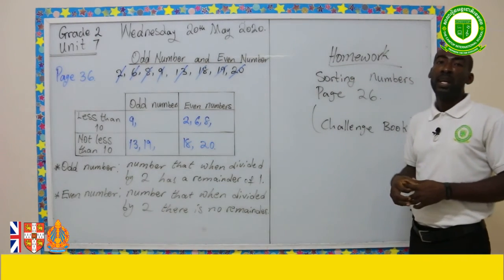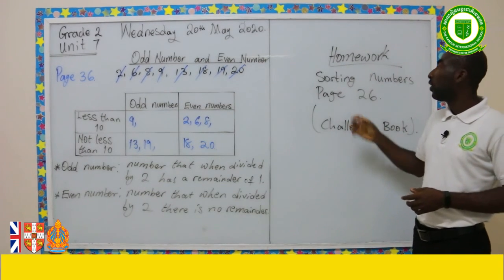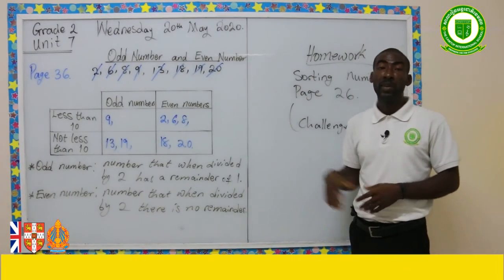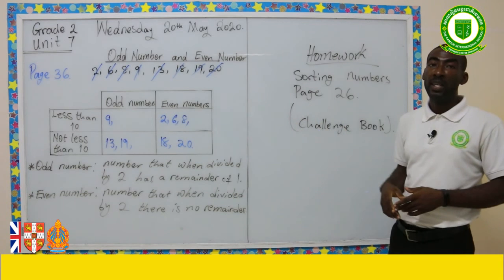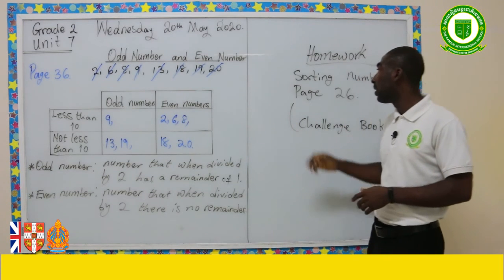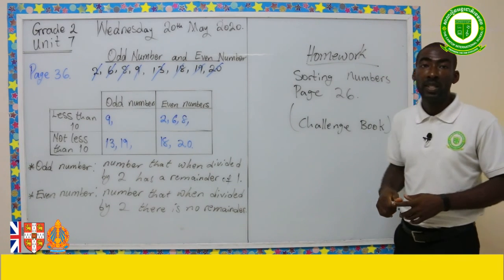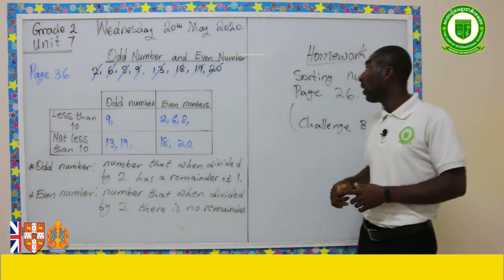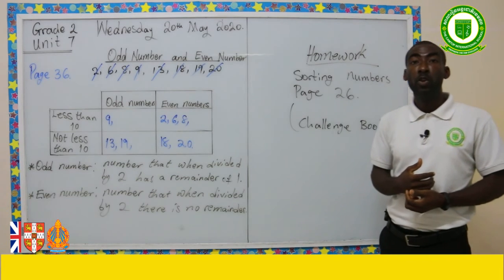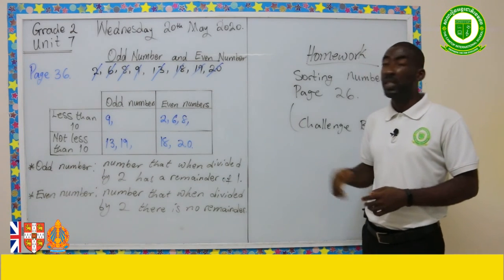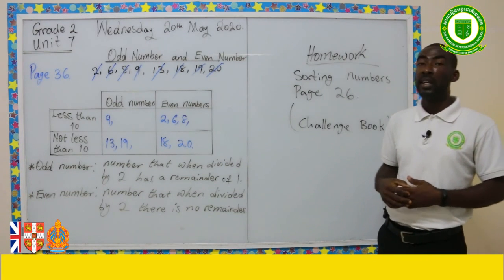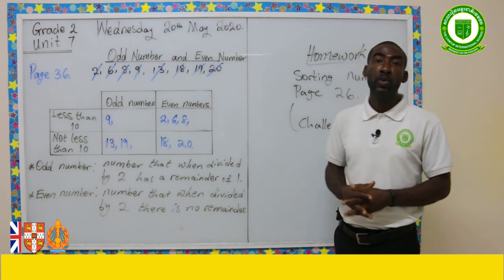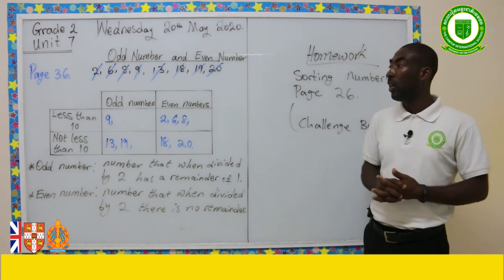This time is time for homework, and your homework, you are doing sorting of numbers. Of course, your numbers are going to be odd numbers and that of even numbers. It is at page 26 of the challenge book section of our textbook. Please make sure that you send your homework before the next section so that you can always earn the right scores that you have to earn to help you get better score at the end of the term.